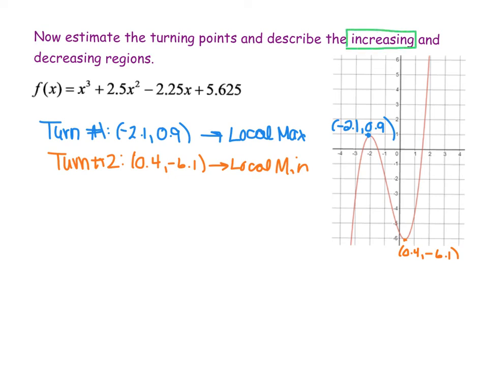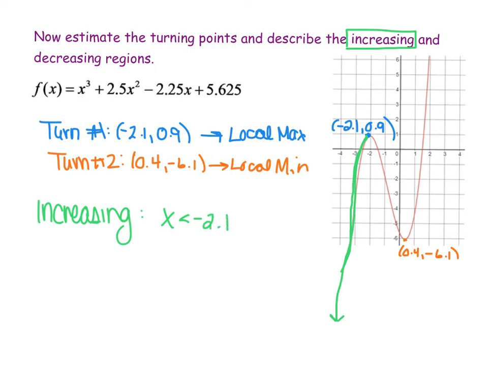And remember, we read graphs from left to right, and our increasing regions occur whenever the graph is going up. So here I can see that starting here, and it's kind of going down to infinity, all the way up to this x value of negative 2.1, my graph is increasing. So I have an increasing region here. The graph is increasing all the way from negative infinity up to negative 2.1. So all of those x values are the x values that are lower than negative 2.1.